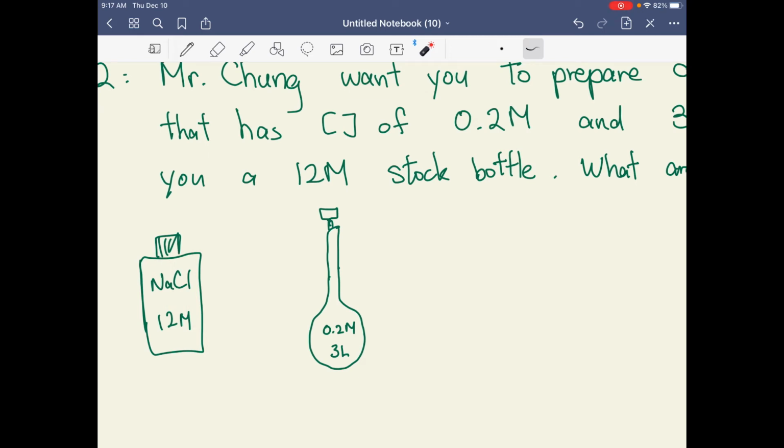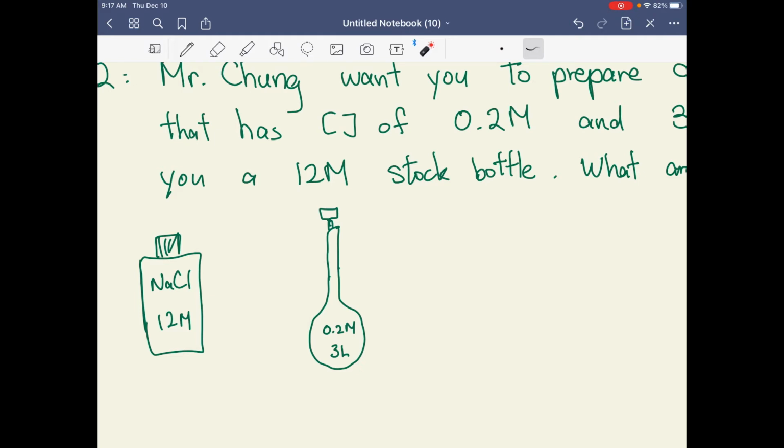Well, Mr. Chung is going to be very upset that you wasted his very expensive 12 molar stock bottle by diluting it all to 0.2. You're going to end up with like 50 liters of 0.2 molar. That is a waste of chemical. Instead, you are supposed to take a certain amount of this, which you have to calculate, and put it into your volumetric flask. Then you're going to add enough water in here to make it 3 liters.